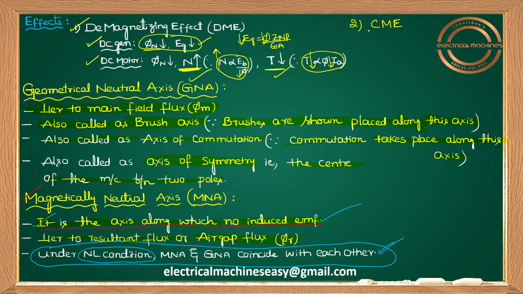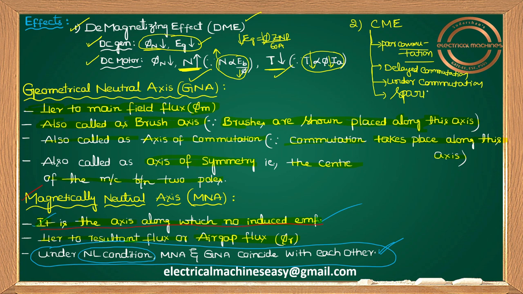Okay. And what about armature reaction, I told you, in addition to DME, you are going to have a CME effect also, cross magnetizing effect also. Because of cross magnetizing effect, what are the problems you are going to have, I'll tell you. We'll be having poor commutation. Don't worry. First of all, if we discuss the commutation, then you'll have some clarity. What is poor commutation? What is good commutation? All those things, in future videos, we'll be discussing. We'll be having poor commutation, or I can say delayed commutation, or I can say under commutation, and because of all those problems, we'll be having sparking at the brushes.